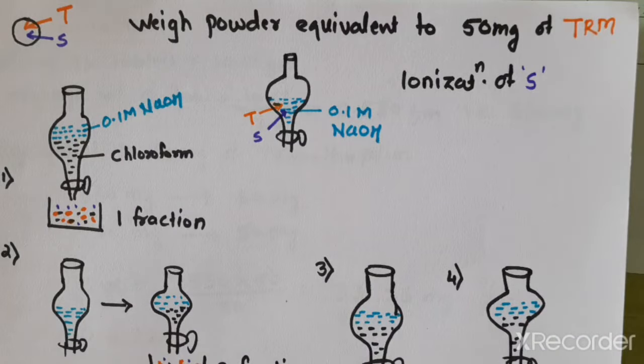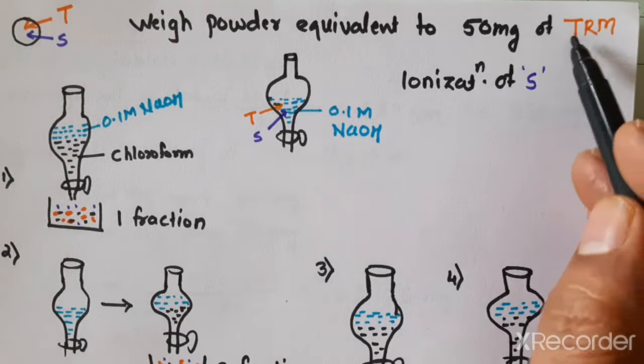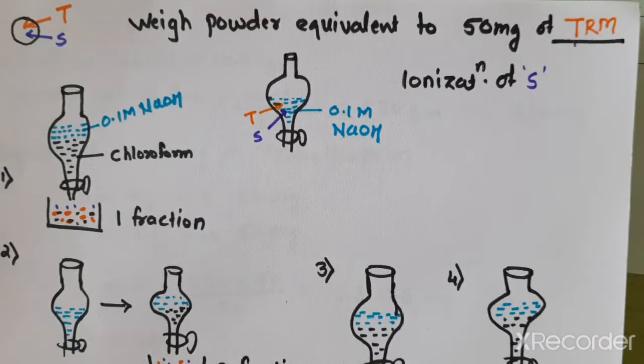Now we will see the procedure for how to perform this experiment. We first have to weigh powder equivalent to 50 mg of trimethoprim. We have to find the equivalent weight, with which you are already familiar. Take the weight of 20 tablets, find the average weight of each tablet, and from that, with the label claim, you can find the powder containing 50 mg of trimethoprim.